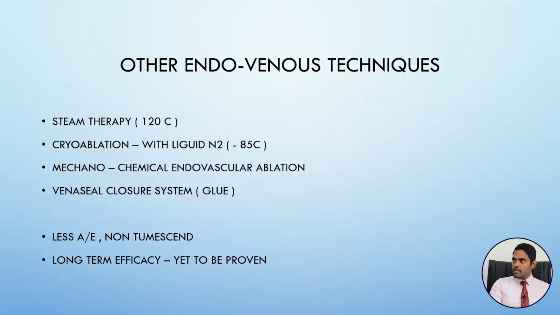So other endovenous techniques which are not being used in Sri Lanka but are used in other countries are steam therapy, cryoablation, and mechanochemical endovascular ablations. That means we apply a glue into the vein and sort of close the vein with that. Okay, in most of these techniques you don't have to use tumescent. Long-term efficacy, of course these are new techniques, we don't know.